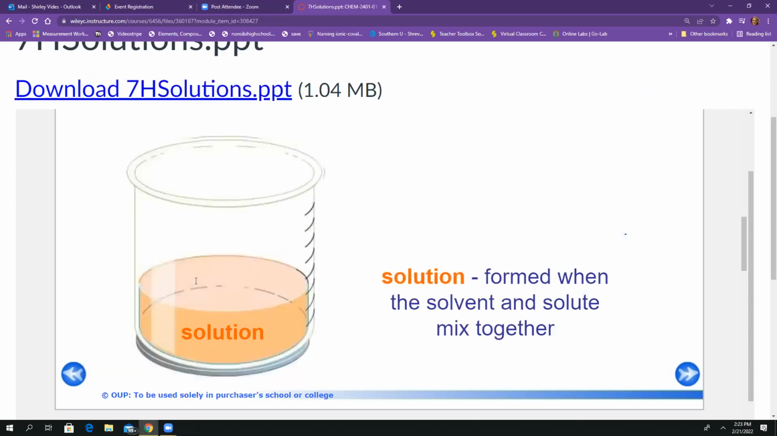Anyway, when you have that, you have what is known as a solute and a solvent. A solute is what goes in it. Like if you were making sugar and water, right? That would be what you want to make a solution. But the sugar would be the solute and the water would be the solvent. So remember those two words because they're important for this kind of stuff.